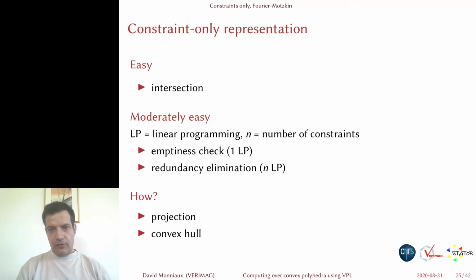But this won't work if your polyhedron is almost a Cartesian product. That is, for instance, if you have a Cartesian product and then you cut some corners in some places, then you will not be able to factor it, and then you will blow up. So instead of doing that, in VPL, we chose a solution only using constraints. So what did we do? We did a constraint-only representation.